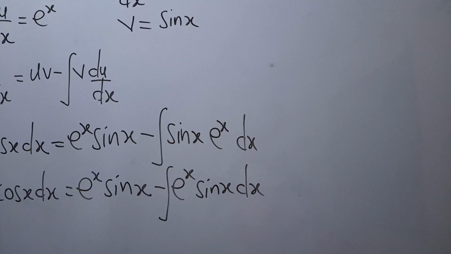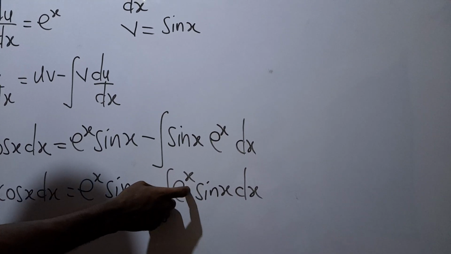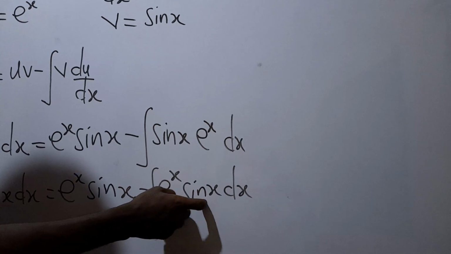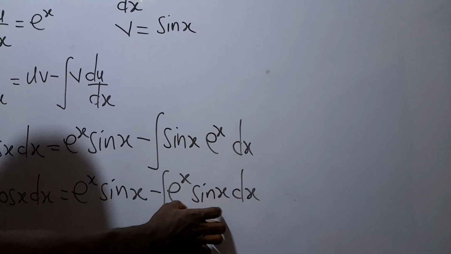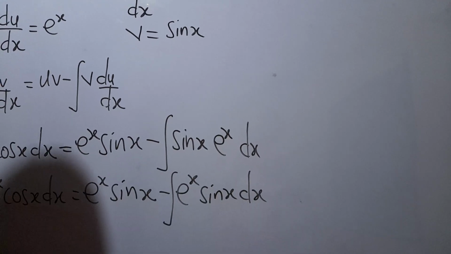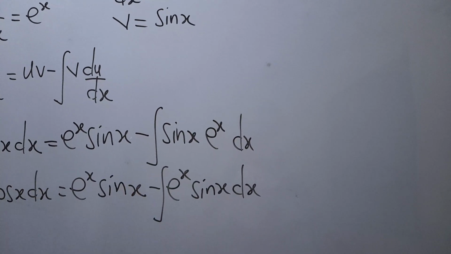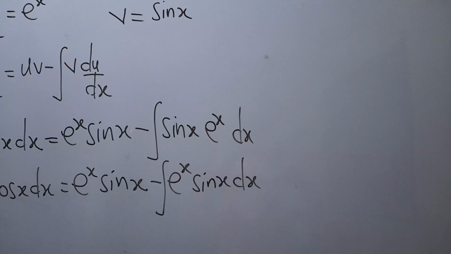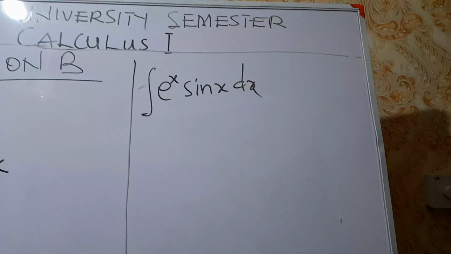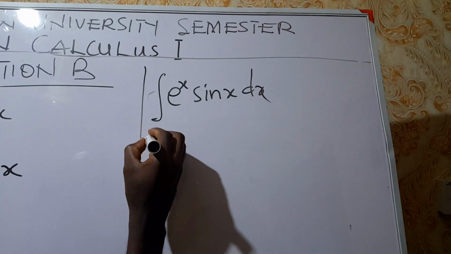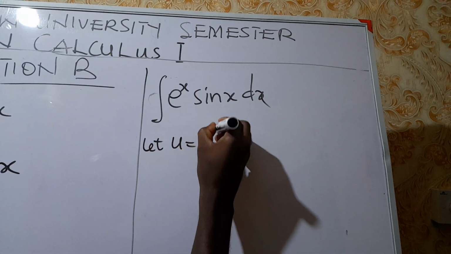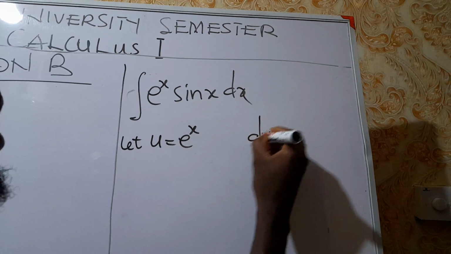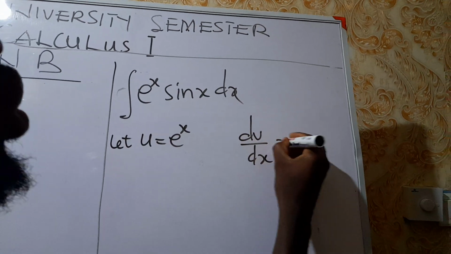So look at it. When we differentiate e exponent x, we will not get sin x. And when we differentiate sin x, we will not get e exponent x. So this is also another integration by parts. So we pull this out and solve by parts. After that, we substitute. So how do we solve this by parts? The same approach. We let u be equal to e exponent x and let dv over dx be equal to sin x.